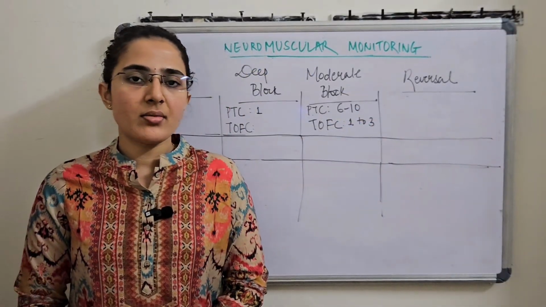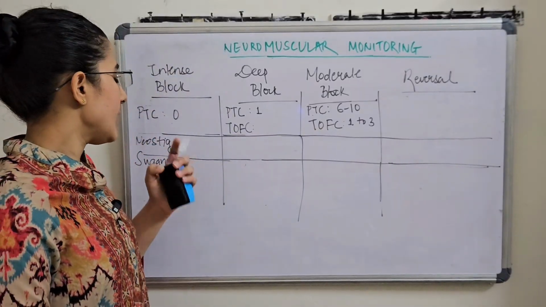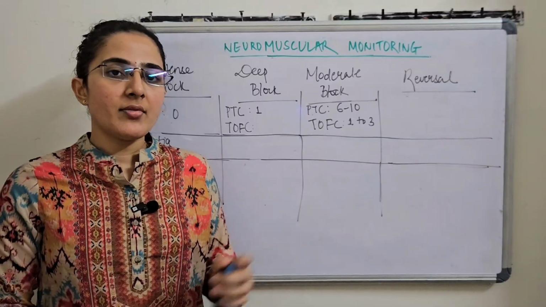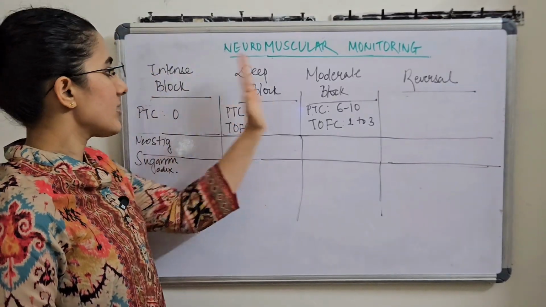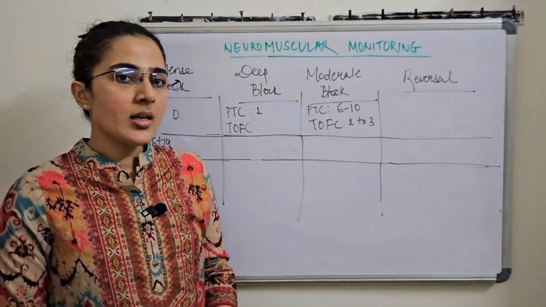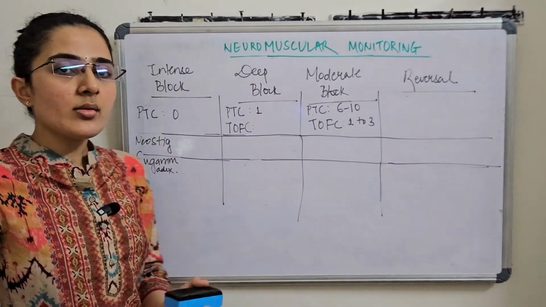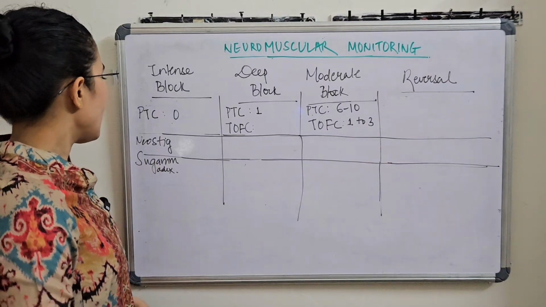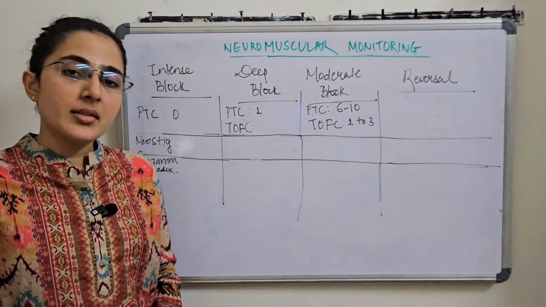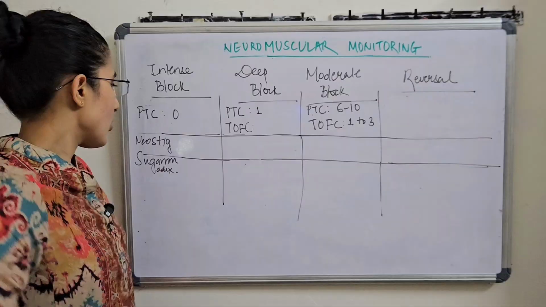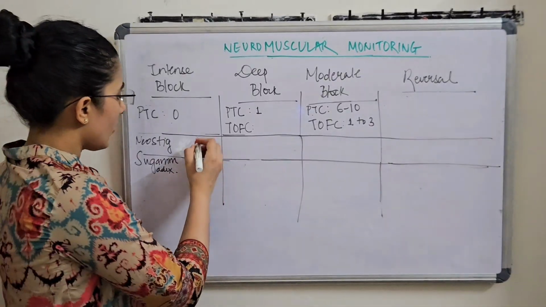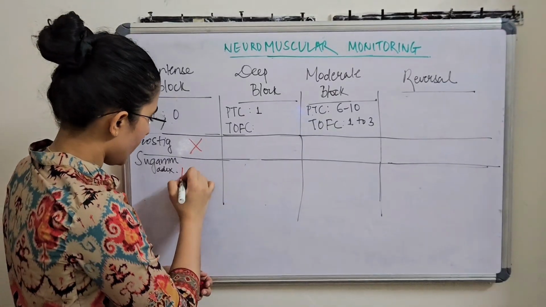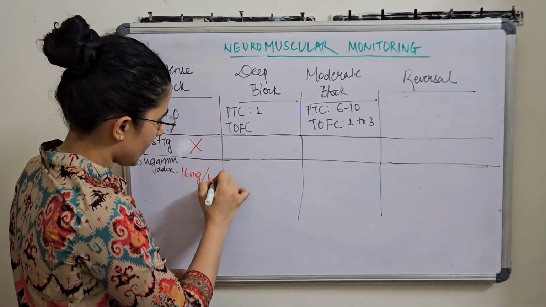Next we'll be seeing how to correlate the post-tetanic count, TOF count and TOF ratios, which will help us to determine the various depths of the block. So let's start with intense block. Intense block is immediately after giving the neuromuscular agent, where our post-tetanic count will be 0. In such a situation, neostigmine cannot be used to reverse the intense block, and the Sugammadex dose required is about 16 milligram per kg.